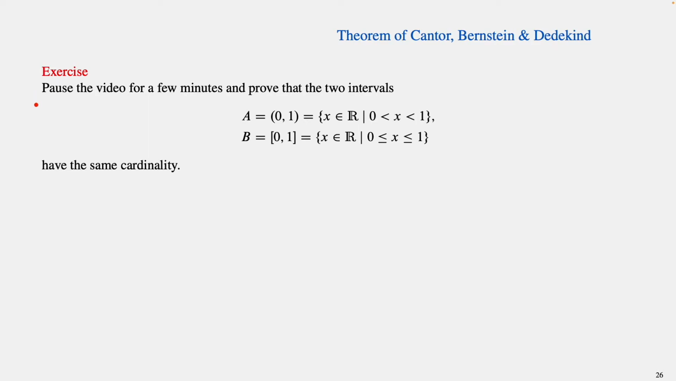And here's another exercise for you where you can try out a little bit finding injections between infinite sets. So here we have two intervals. First we have the open interval A from 0 to 1, which is all real numbers between 0 and 1, but excluding 0 and 1. And next, the set B is the closed interval from 0 to 1, which consists of all the real numbers between 0 and 1, including 0 and 1. And you have to show that these two have the same cardinality. And obviously, you should use the theorem of Cantor-Bernstein to do this.